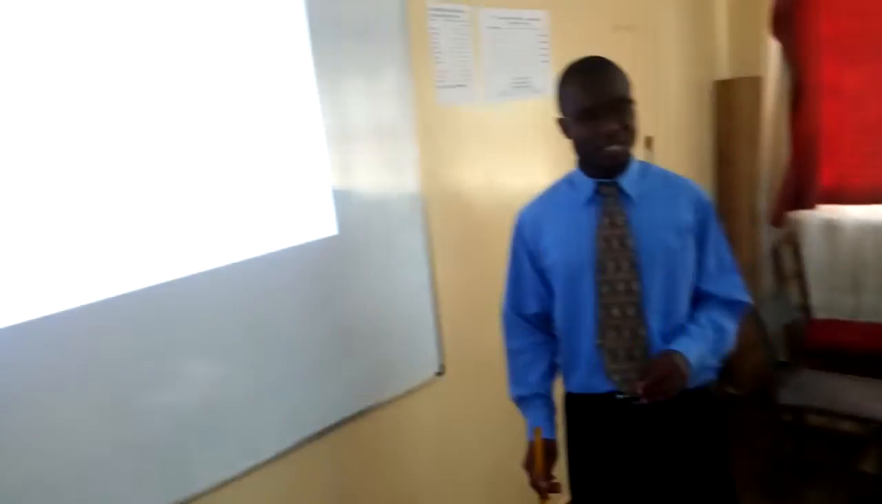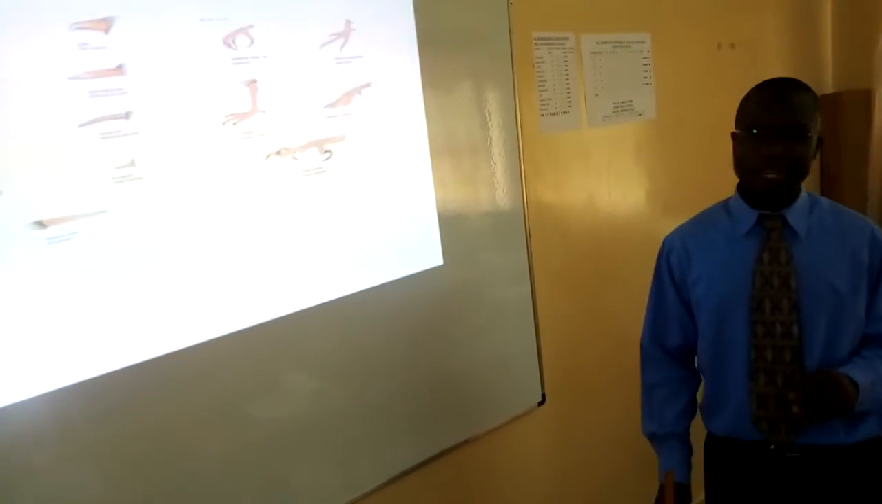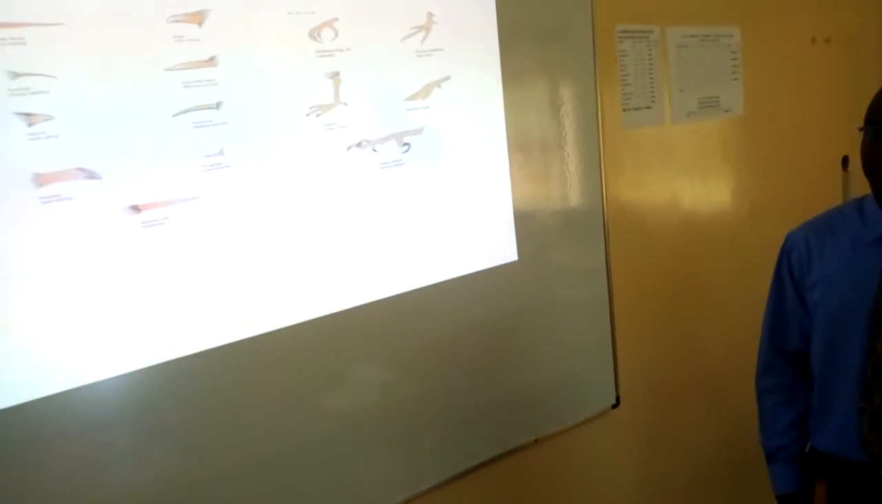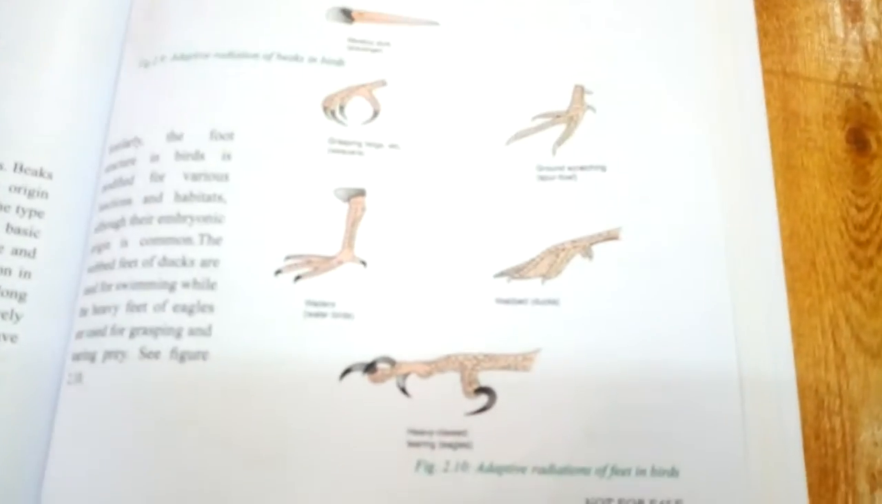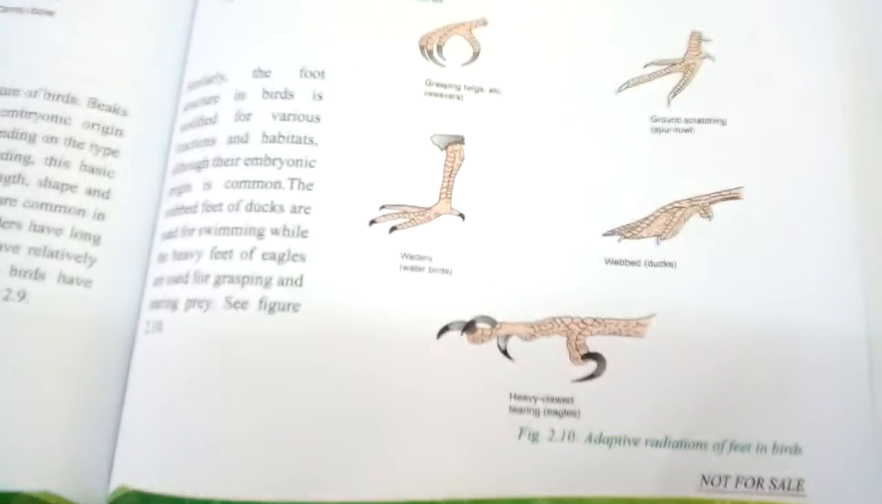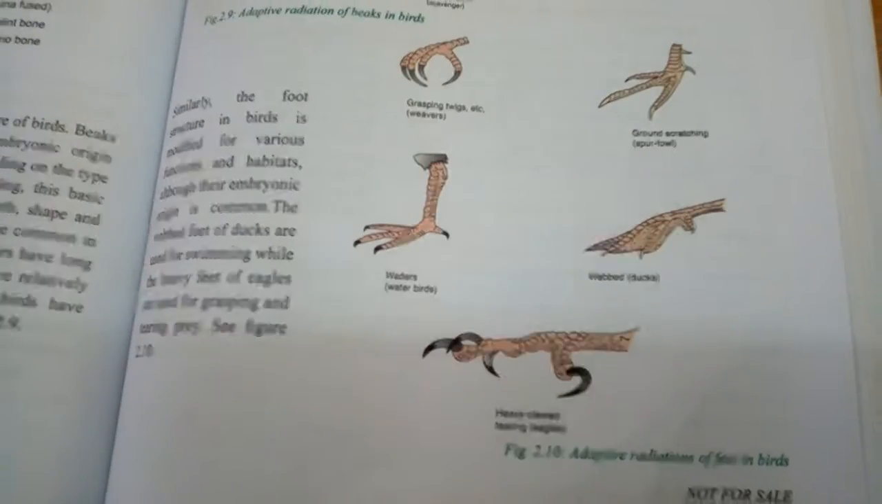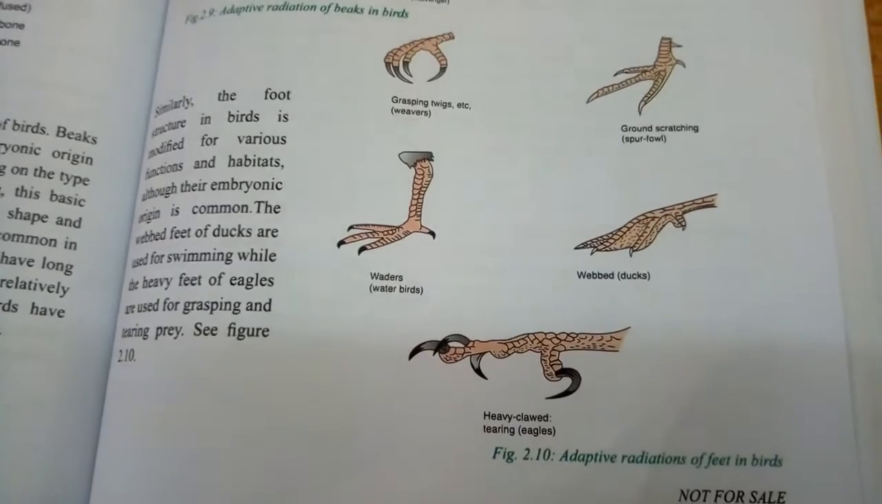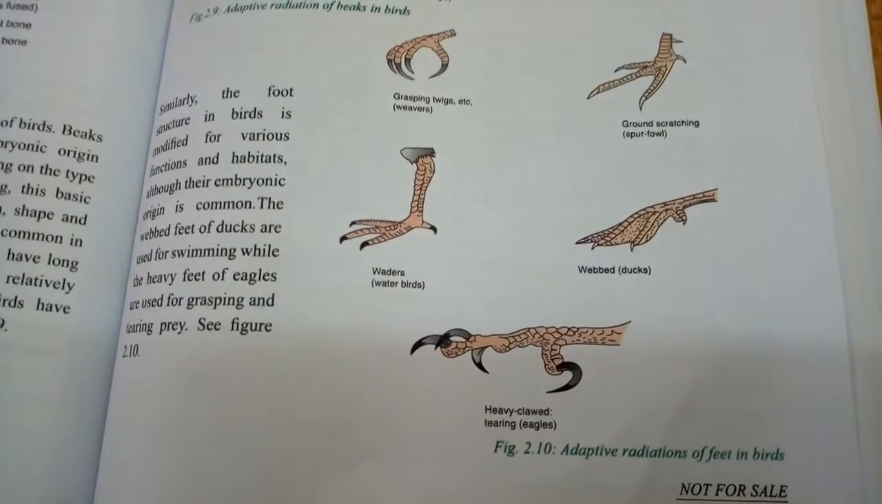Previously, we were discussing homologous structures and we were given two examples: pentadactyl limbs and the beaks of the birds. The third example of homologous structure is the feet of the bird. When you look at the birds' feet, they appear different, yet these birds have similar embryonic origin.